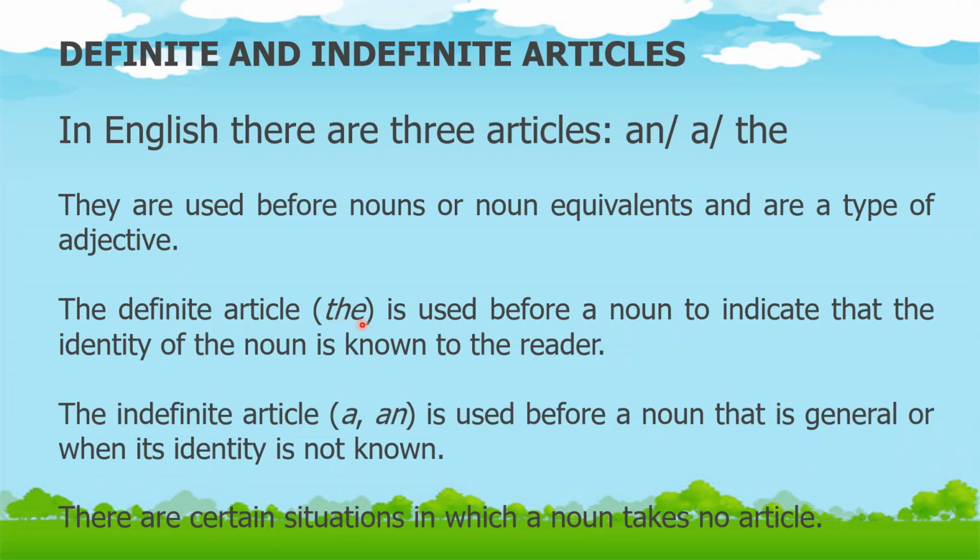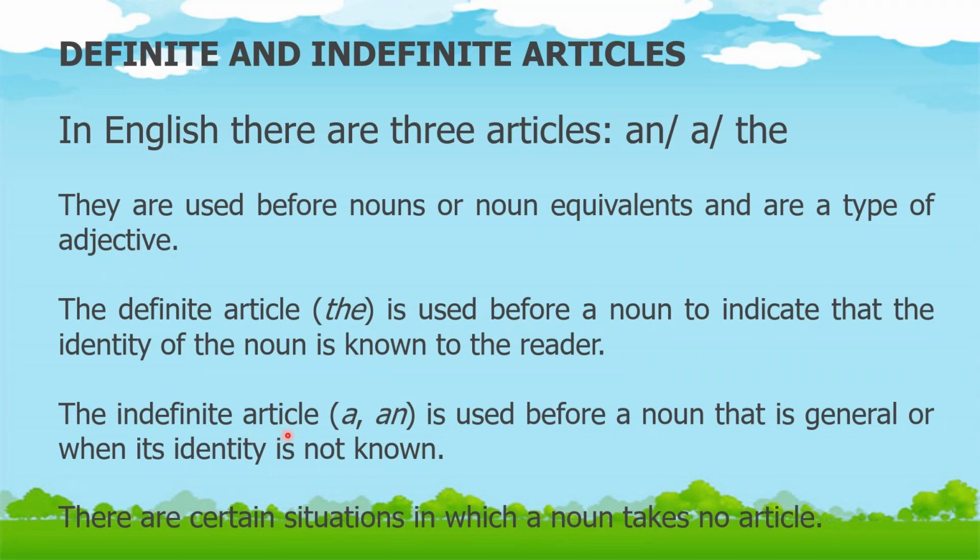The definite article the is used before a noun to show the identity of the noun. The noun is known to the reader. Like if I say to you, the car is expensive. In my mind, you should have known the object I am talking about, the car. If you don't know, I cannot say the here.